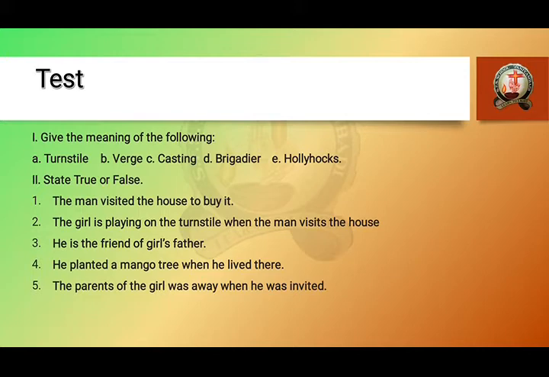These are the very simple questions. You have to write down the meanings of these 5 words: turnstile, verge, casting, brigadier, and hollyhocks. And 5 statements for which you have to say true or false. Very simple test, right? Once finished the test, you can go on for the rest of the video.